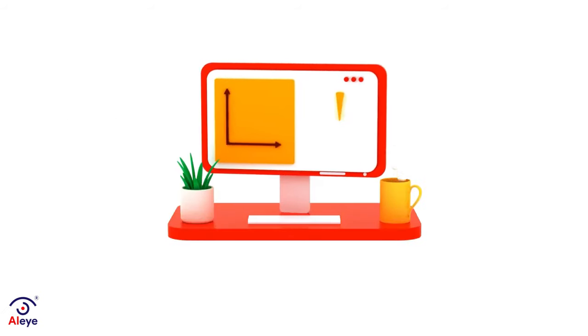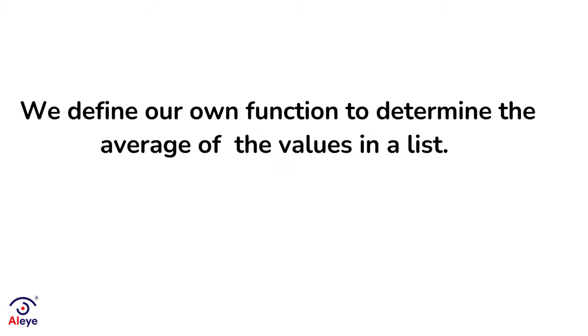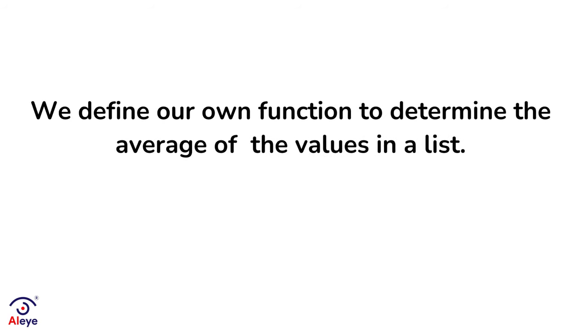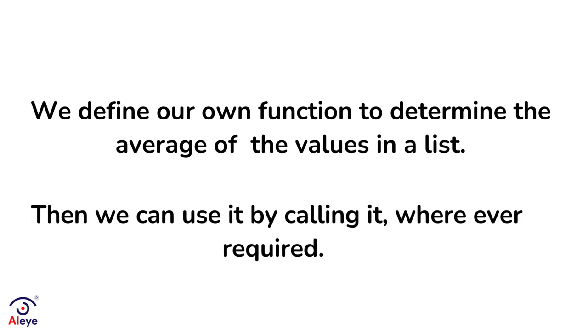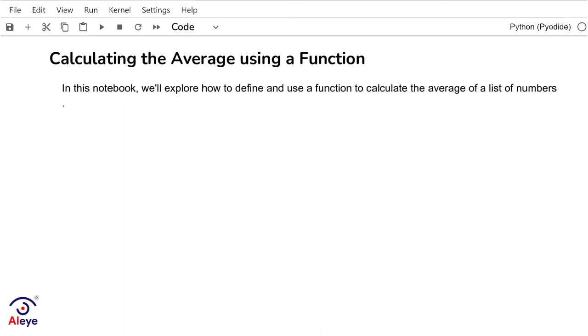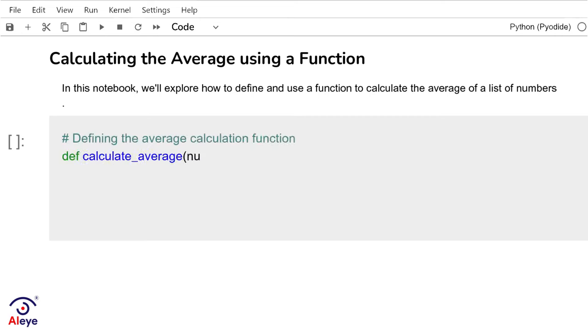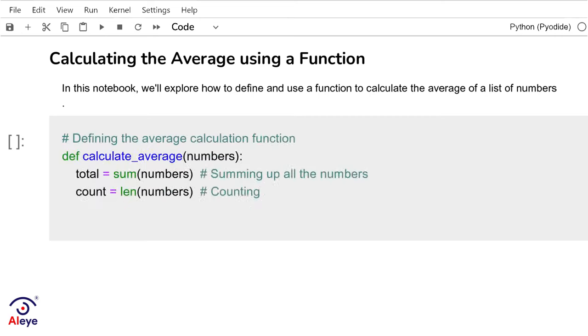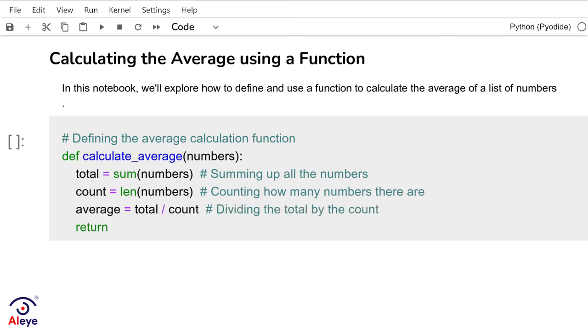Sometimes, we would like to define and use our own functions in Python. Next, we define our own function to determine the average of the values in a list. Then we can use it by calling it wherever required. Calculating the average using a function. In this notebook, we will explore how to define and use a function to calculate the average of a list of numbers. Defining the average calculation function. Let's start by defining a function named calculateAverage that takes a list of numbers as input and returns the average of those numbers.